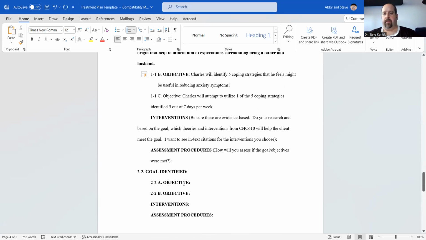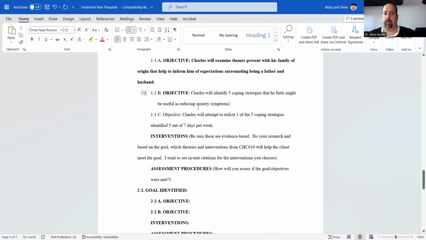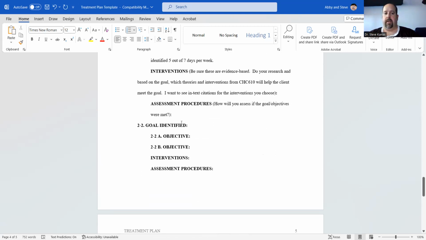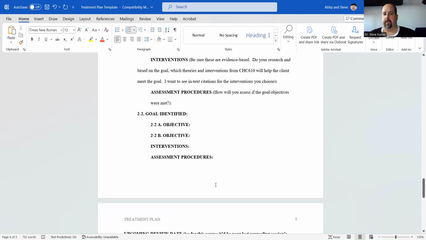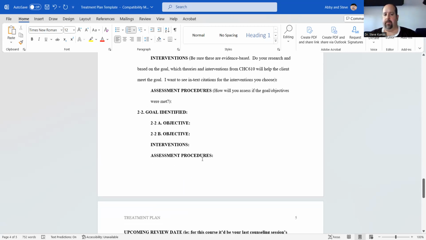because self-report is one thing, but I want you to really think about how you're going to know that a goal is completed, and identify that there. So interventions should be kind of a paragraph here. Assessment procedures should again be 1 or 2 or 3 methods with which you're going to assess these different goal areas. And then same sort of format here for the second goals and objectives.